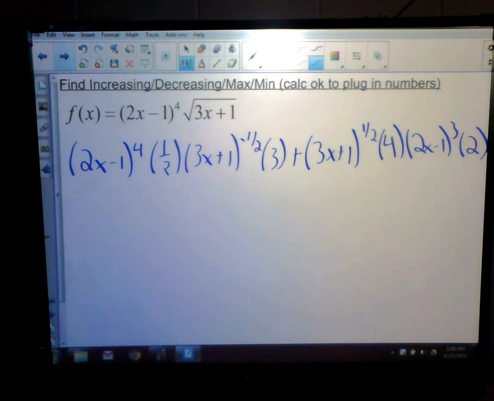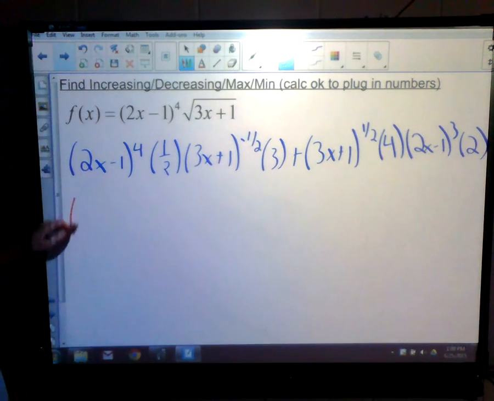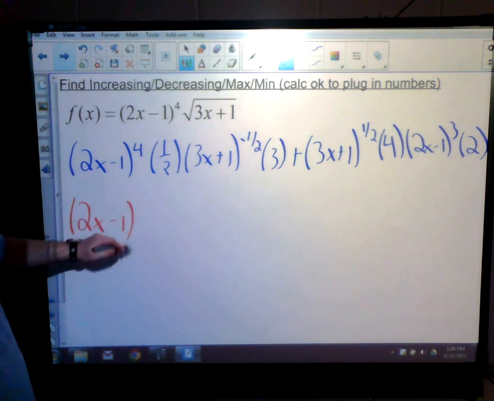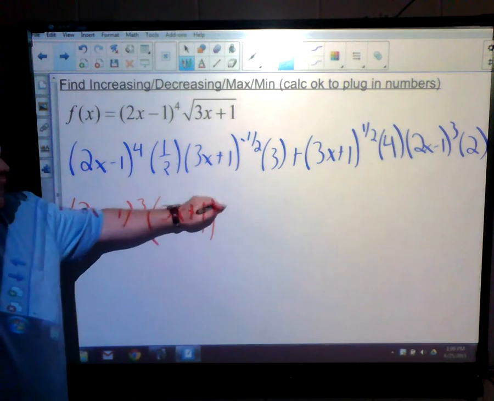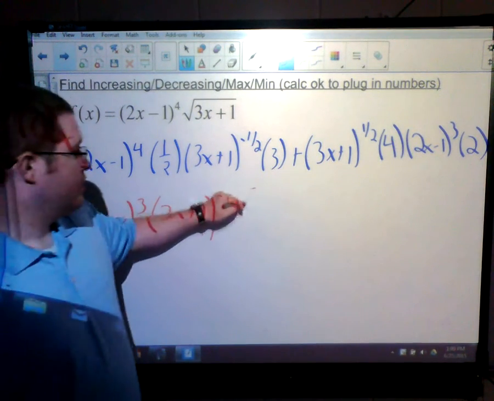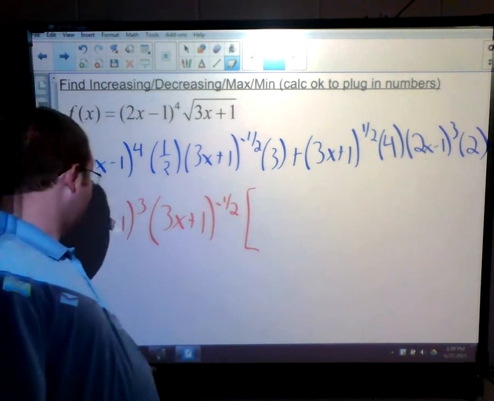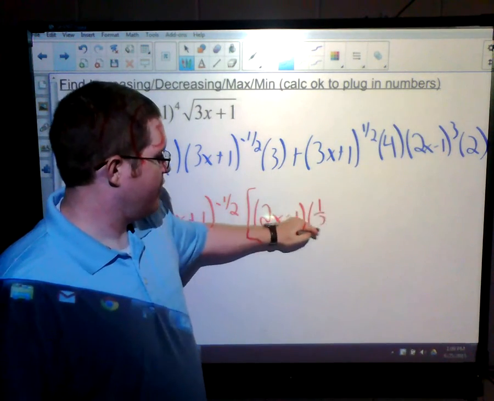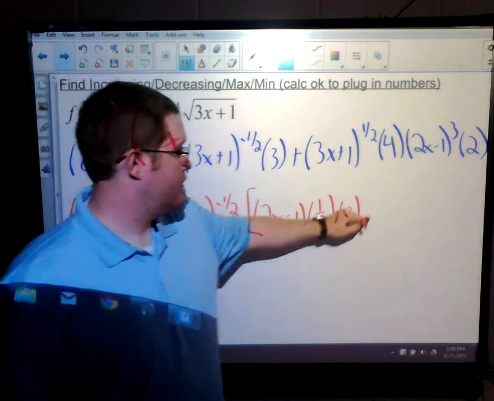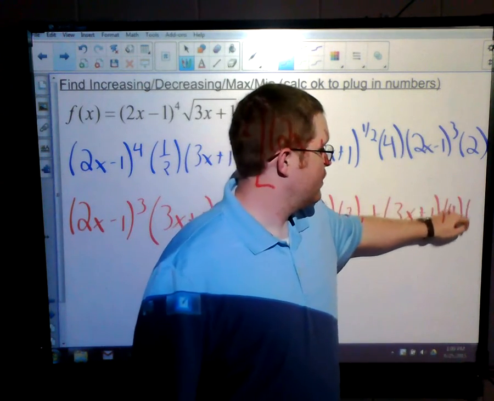Now we need to factor that, the stuff that you did with Miss Bear last year and with me earlier this year. So I want to find the smallest of each like term. So 2x minus 1 to the third, 3x plus 1 to the negative 1/2. That leaves a 1/2. I'm sorry. That leaves a 2x minus 1, a 1/2, and a 3, and a 3x plus 1, and a 4, and a 2.